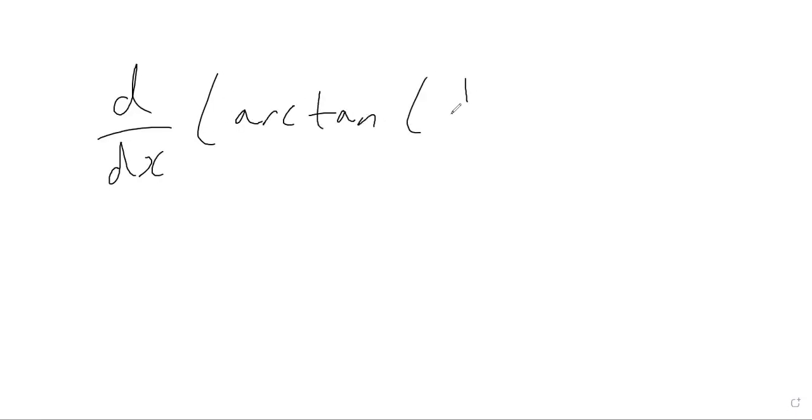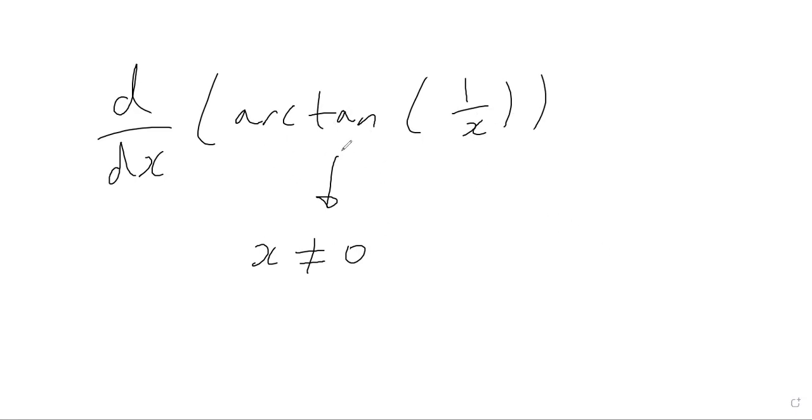Hello, so this video is going to be about differentiating the function arctan of 1 over x. So I guess the first key point to note is that with this function, x is not defined for x equals 0, because 1 divided by 0 is obviously going to give us an undefined result. So that's the first key point to make.